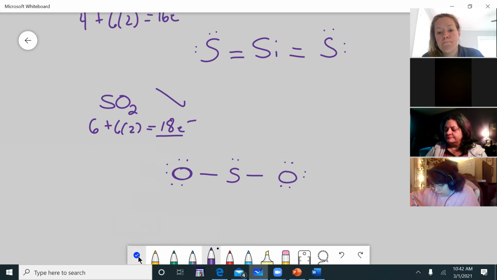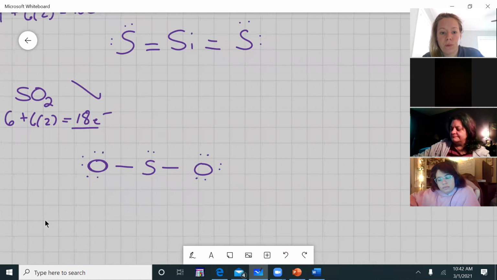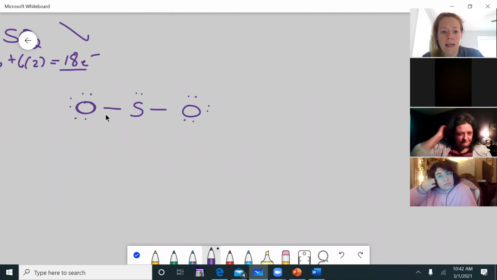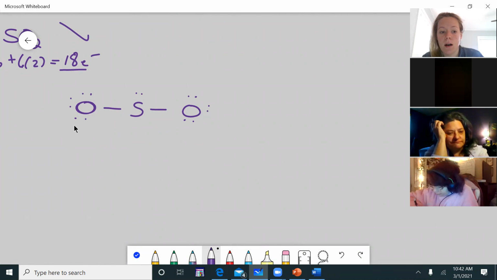Are we done? Well, the oxygens are happy. The sulfur is not quite happy. He is lacking access to 2 electrons, right? So I need to make a double bond somewhere. So let's say I could take these 2 and stick them here. That's what I'm going to do. Take these 2 electrons away from that oxygen and move it to a double bond. Are we currently happy? Yes, now we're happy.